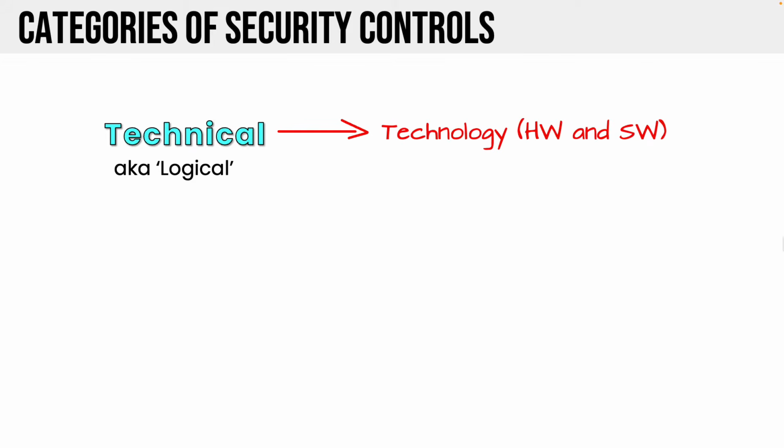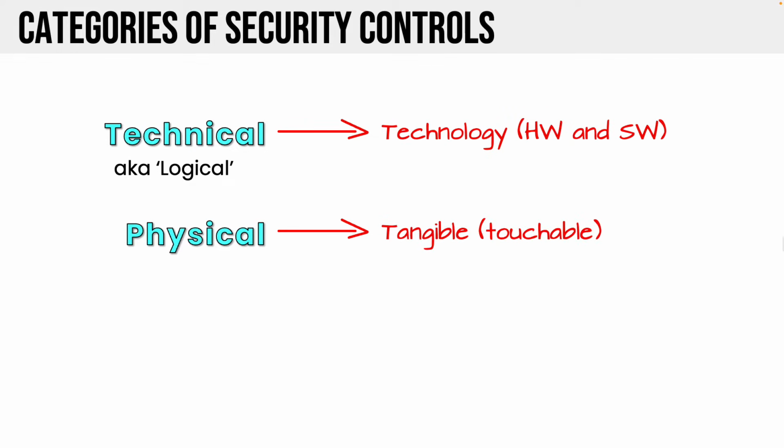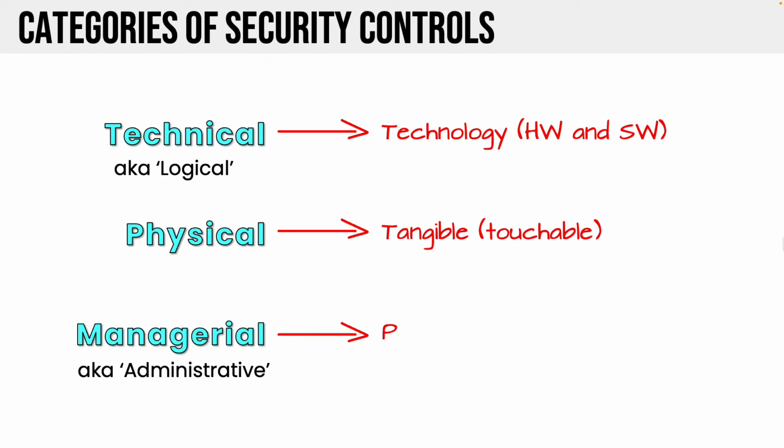So remember, technical is also logical. That's the technology, the hardware and the software. Physical are tangible, touchable, and managerial or administrative are the policy and policy implementation largely. So let's talk about control overlap.